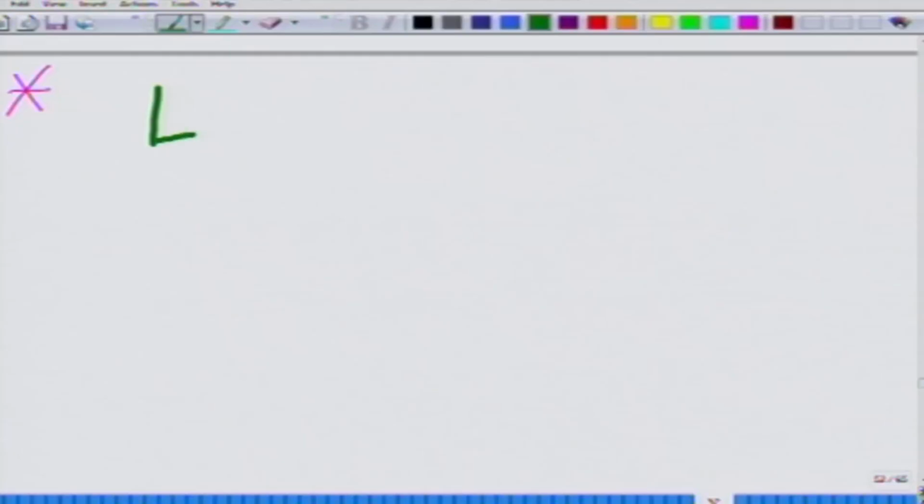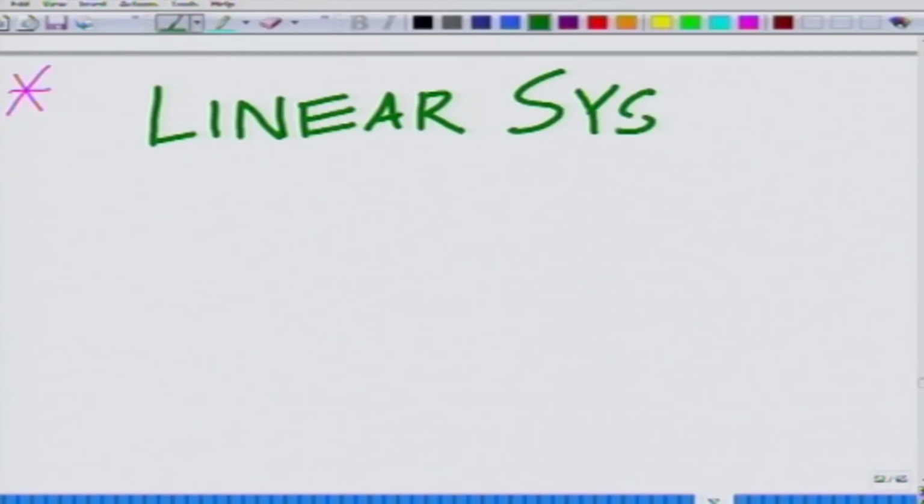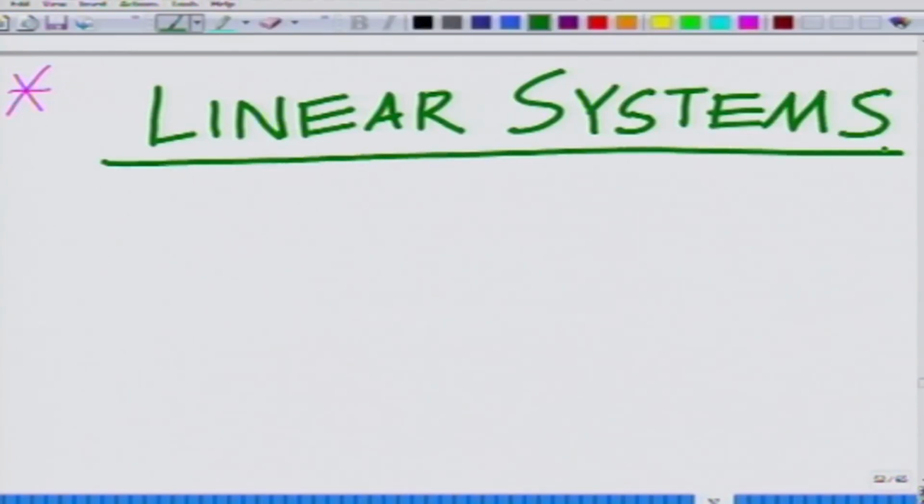Alright, so we are looking at classification of systems and their properties. Let us continue our discussion on the various kinds of systems. Another important class of systems is what is known as linear systems. Another very important class of systems, which we will almost always encounter, is that of linear systems.